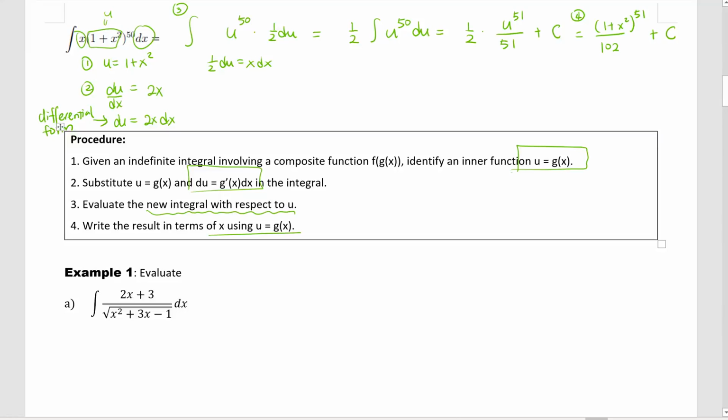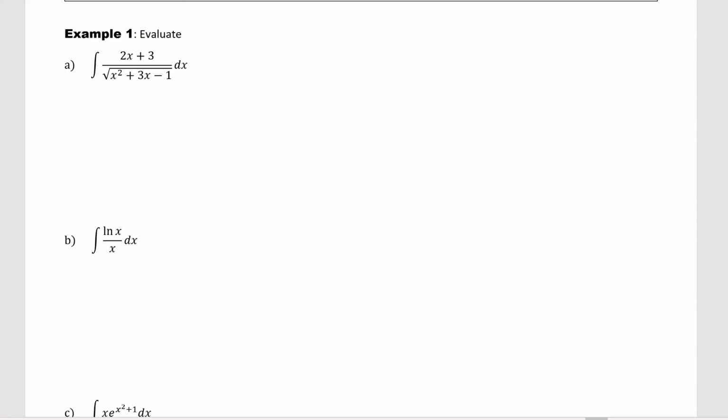Let's look at the first problem. Usually you let u be the inner function. So if you have a fraction, you usually let u be in the denominator. But here, in the denominator we have a square root, but don't let u be the square root. Let u be the thing inside the square root. So let u be x squared plus 3x minus 1.